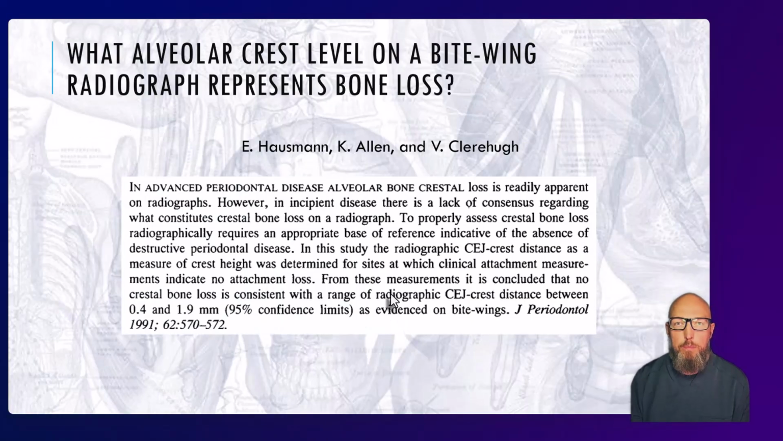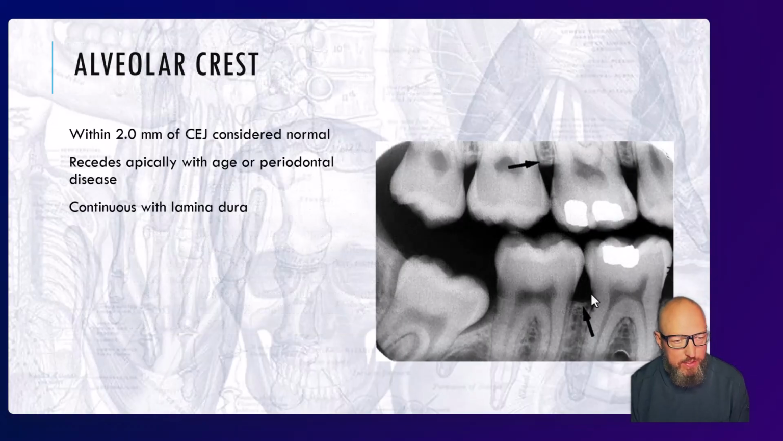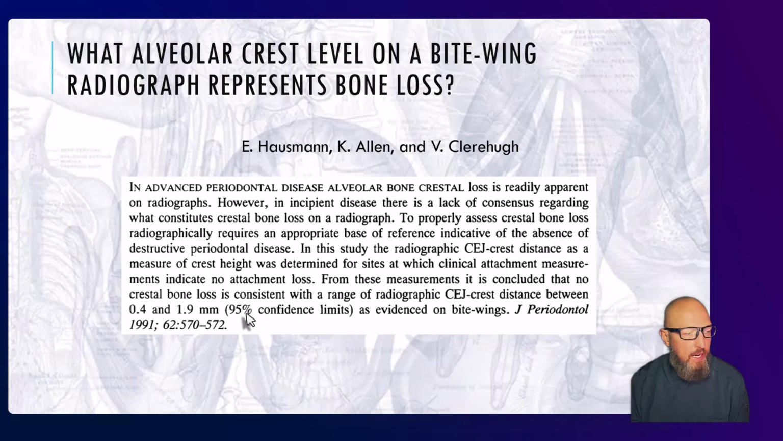This is from a well-known periodontal paper in 1991 that showed that the measurement from the CEJ, the cemento enamel junction, to the alveolar crest should be 2 millimeters or less. In fact, what this showed was, with the 95% confidence limit, 1.9 millimeters to 0.4 millimeters. So if you ever start to get that distance larger than 2 millimeters, you should be thinking periodontal bone loss.